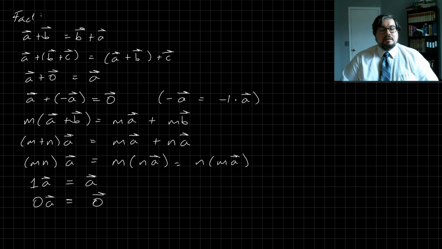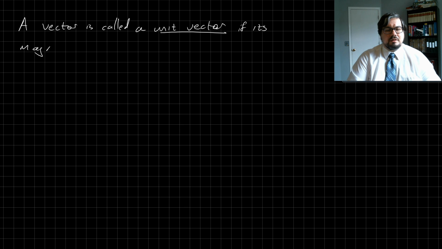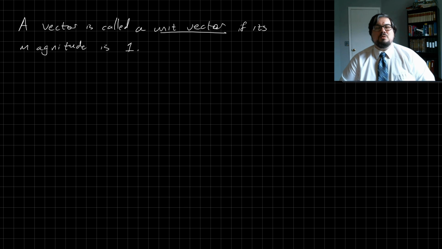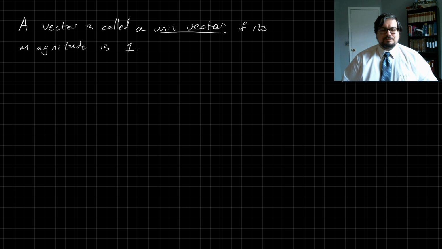Now, certain vectors are special and useful to us, and they're called unit vectors. A vector is called a unit vector if its magnitude is 1. Unit is a word that doesn't exactly mean 1, but is often used analogously. So a vector is called a unit vector if its magnitude is 1. Now, often we want to find the unit vector in the direction of a given vector.